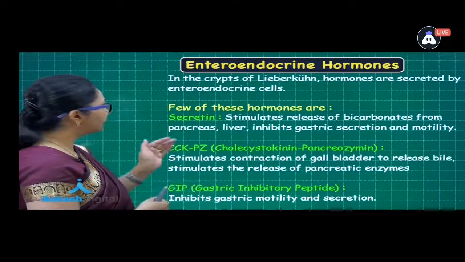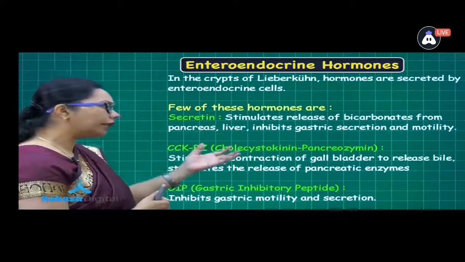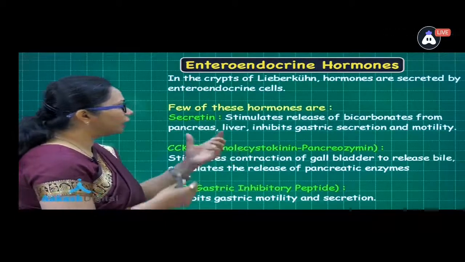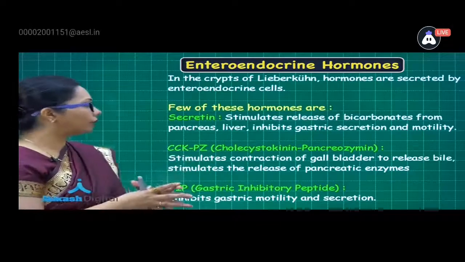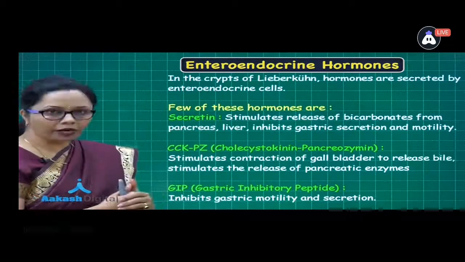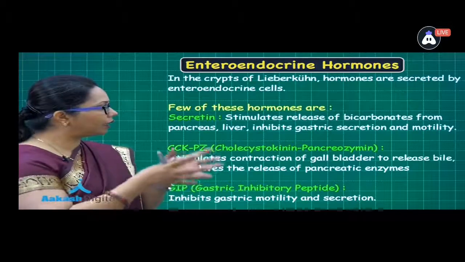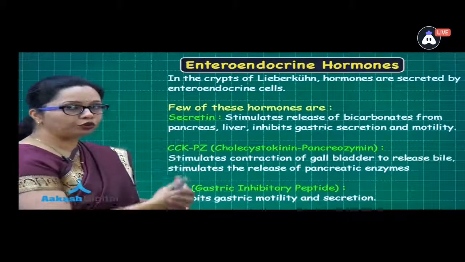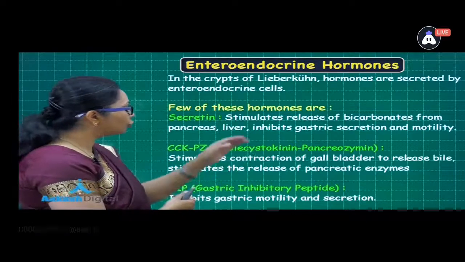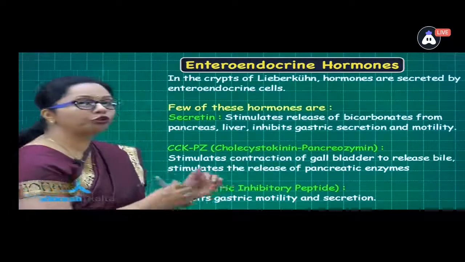Another important hormone is CCK-PZ, that is cholecystokinin pancreozymin, or these days it is simply written as CCK. Now this term chole is always related to gallbladder. So that's how it gets the name, because it causes the contraction of gallbladder. In the gallbladder, the bile juice is stored. So when the gallbladder is contracted, that bile juice is going to be released and it will pass into the duodenum. And it also stimulates the release of pancreatic enzymes. So that's why we get the name pancreozymin.